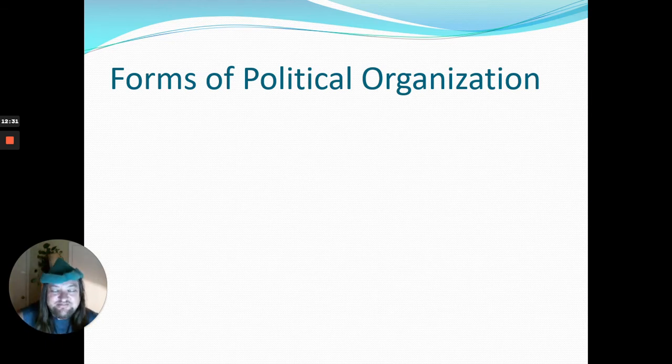So forms of political organization, we're looking at ways that different cultures around the world over time have organized themselves in the ways that we just discussed, in order to maintain some kind of social order, and resolve conflicts and make decisions, and so on and so forth.